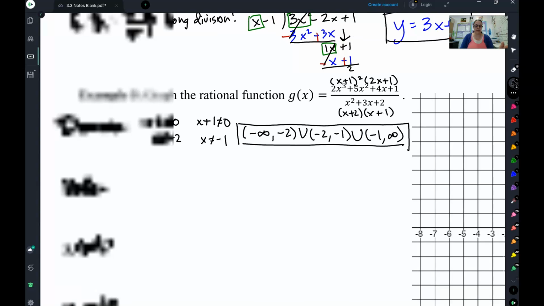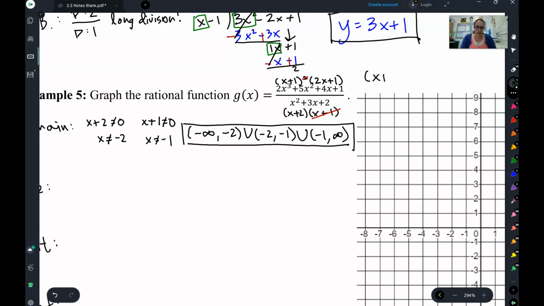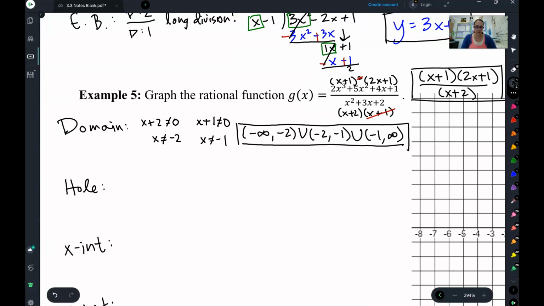So now I can check for holes. I have everything factored. Let's see if anything on top and bottom cancels. And looky there, I have an x plus 1 on top. Well, I have 2 of them on top actually, and an x plus 1 on bottom. So I'm going to cancel the one x plus 1 on bottom with one of the x plus 1s on top. So I'm left with an x plus 1 on top and a 2x plus 1 on top and an x plus 2 on bottom. So that is my simplified version after I canceled stuff out.